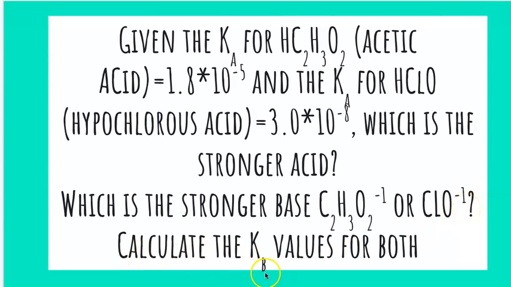I want you to calculate the Kbs for both. Again, this isn't hard. Don't panic. Remember, Ka times Kb is always 10 to the minus 14th. So 1.8 times 10 to the minus 5th times the Kb that you want to find equals 10 to the minus 14th. Go ahead and find that for both of these.